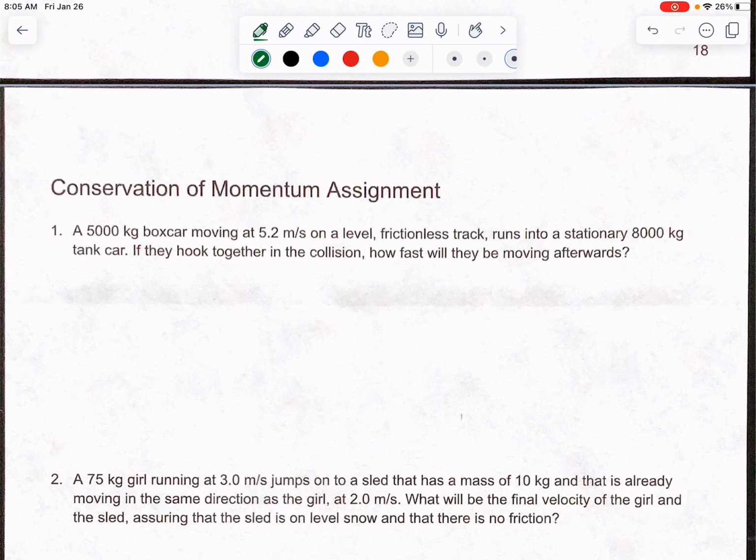All right, so this video is going to go over pages 19 through 21. This is the conservation of momentum assignment. So when we're doing this, remember there's three different scenarios as far as collisions go.